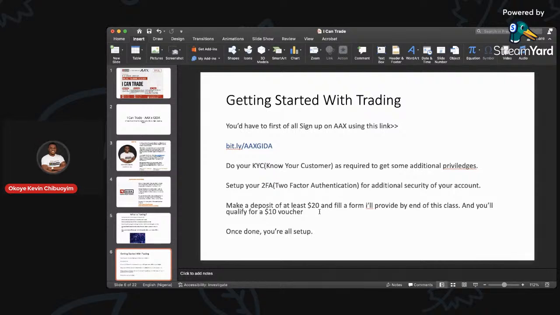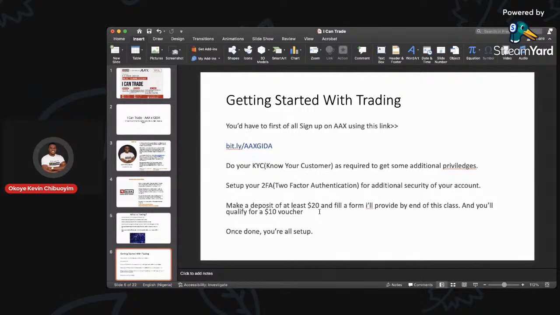Once you sign up with your email address and password, do your KYC. KYC is very, very important, which is know your customer, as it gives you some additional privileges. You can actually use AAX from my observation without KYC, but having KYC done gives you additional privileges. So ensure you have it done. It's basically for them to know you, and in case there is any breach on your account, you can actually prove that you are the one that owns the account.